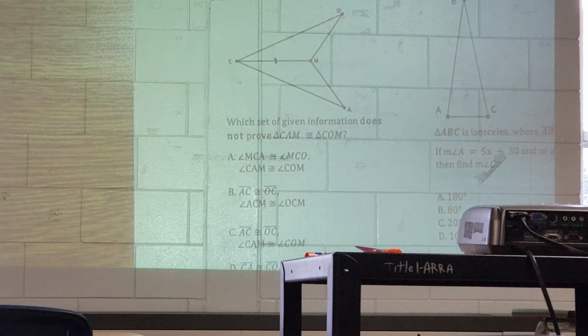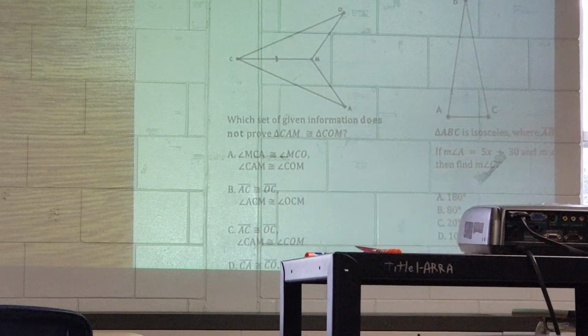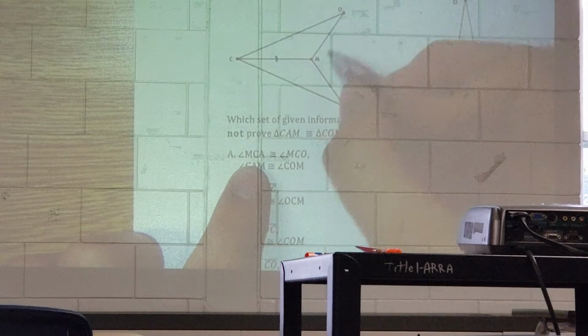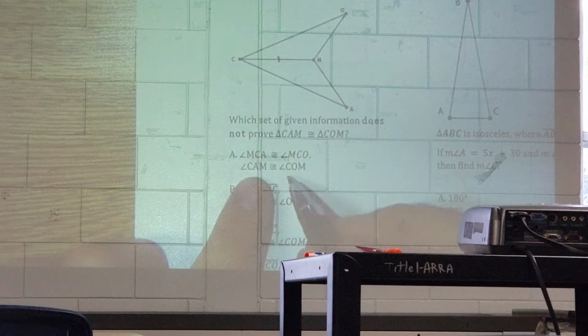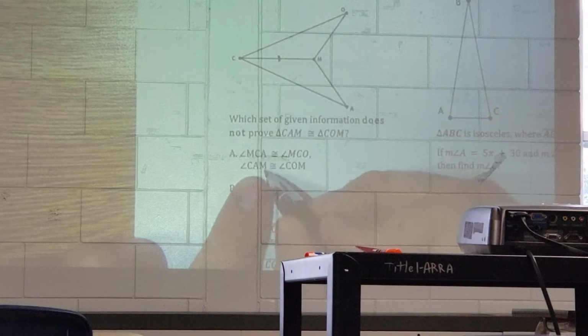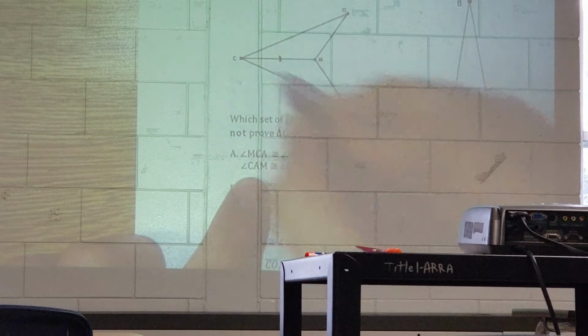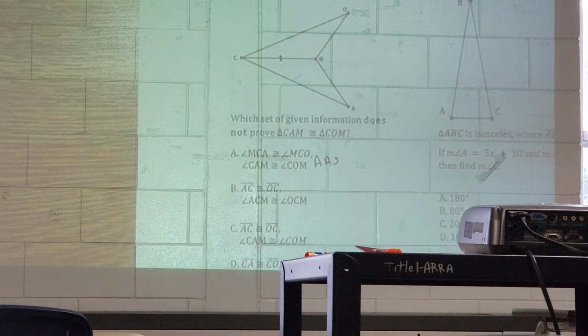People are distracting me. All right, so we need to find the theorem that makes ASS, because that's the one that does not prove they're congruent. So the first one, angle MCA, so MCA is right here, is congruent. Well, let's just focus on that. MCA and CAM. So right here we have an angle and an angle. So angle, side. Well, that's a valid theorem, so that's not going to be the one I need.